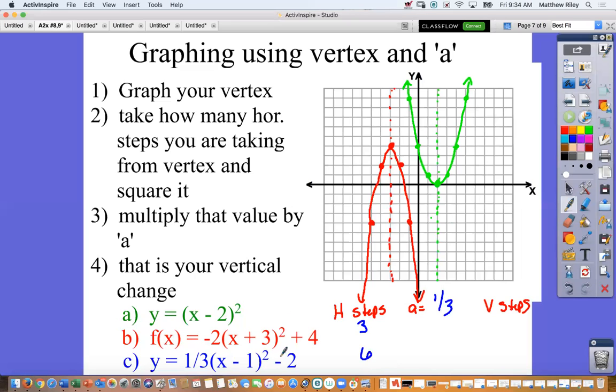By the way, what's my vertex for C? 1, -2. I want you guys to see if you can do this on your own. So if I take 3 horizontal steps, how many vertical steps am I really going to take? If I took 6 horizontal steps, how many vertical steps am I going to take? Take about 30 seconds and see if you can figure it out.